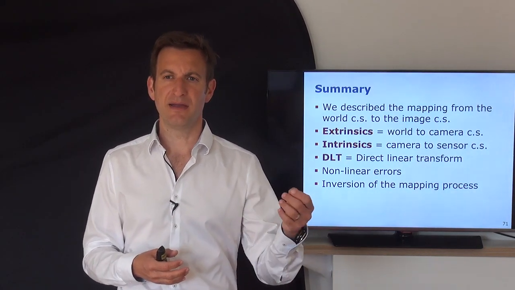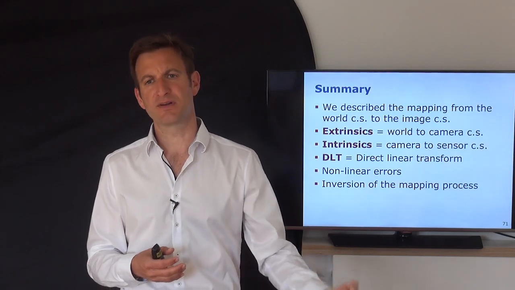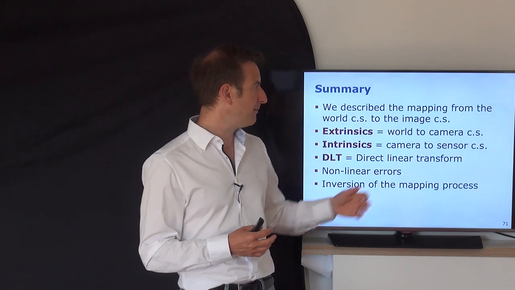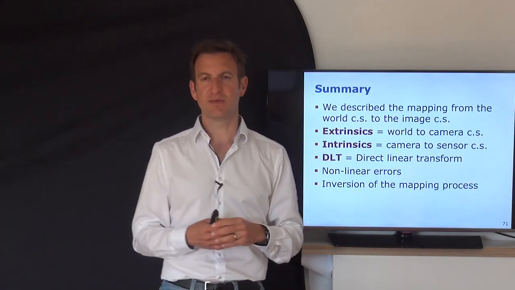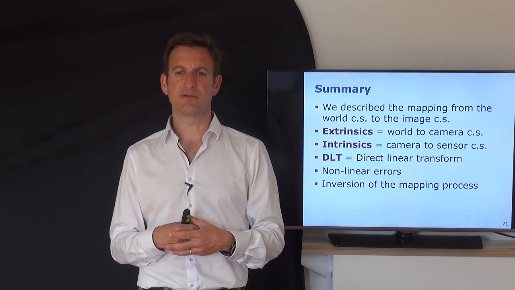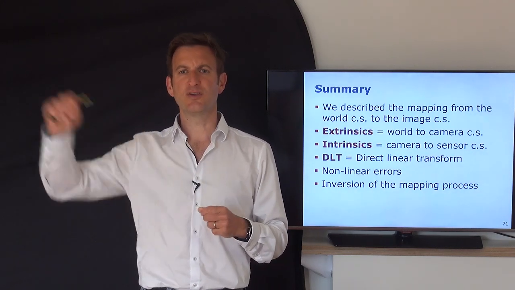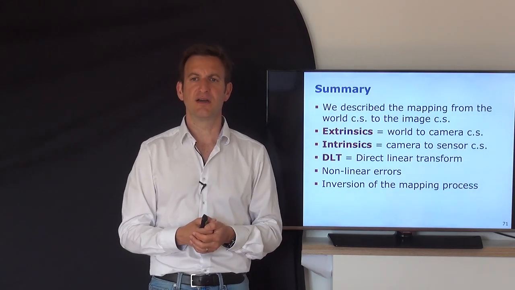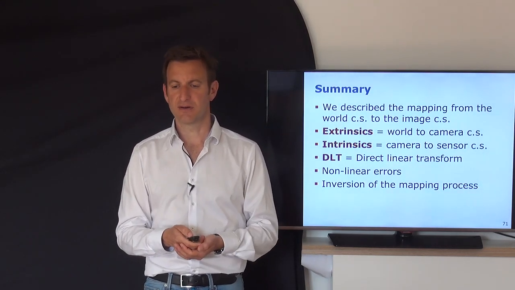So if I have pixel coordinates, how can I actually invert that mapping back to the original world coordinate system? And it turns out I can't recover the position of the point in the 3D world fully. I can only say on which straight line this point may lie, but I have no idea how far it is actually away from my projection center.